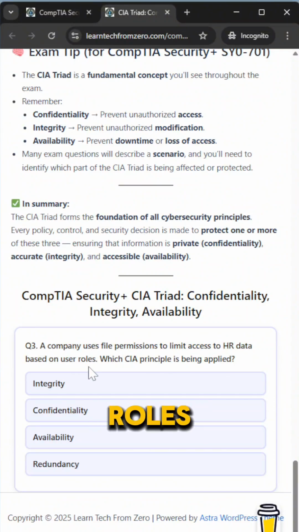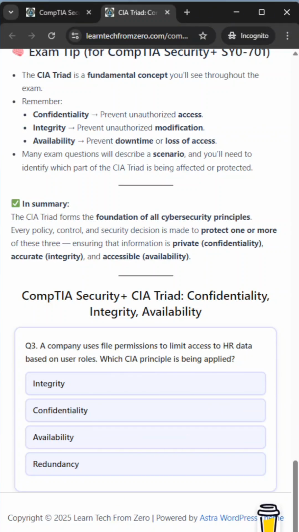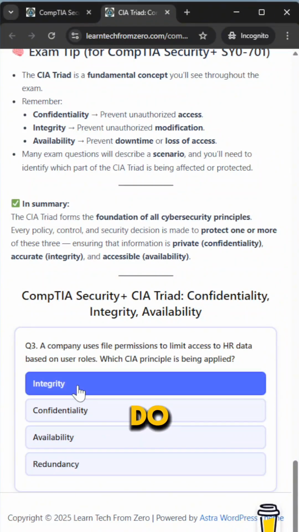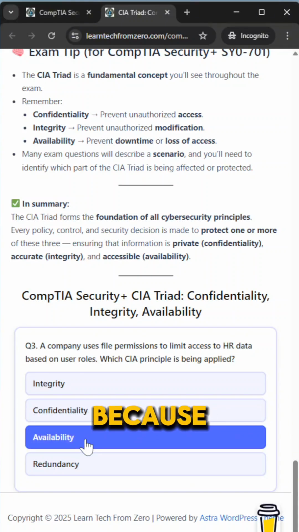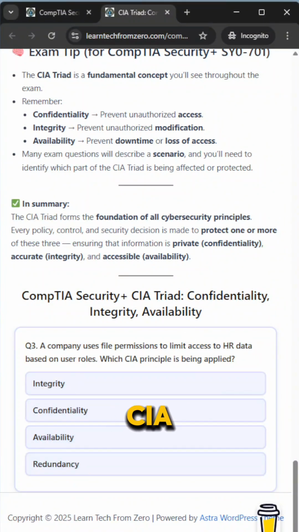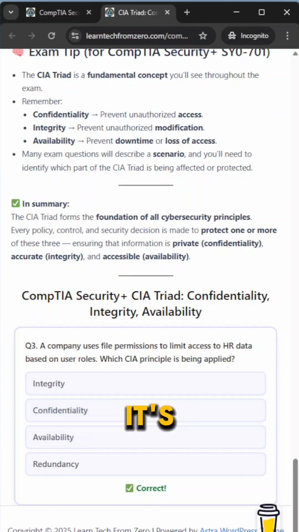All right. The third one is, a company uses file permissions to limit access to HR data based on user roles. Which CIA principle is being applied? There is a file and they're using permissions to limit access to that file. So it's nothing to do with changing of data. It's nothing to do with availability, because we are not talking about loss of data or backup. Redundancy is not a part of the CIA triad, so it has to be confidentiality. It's correct.